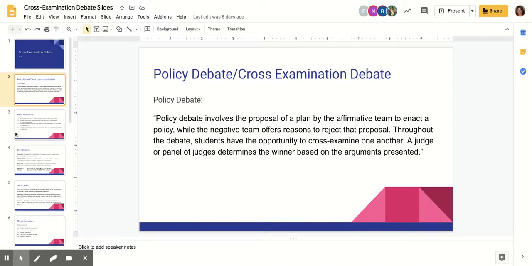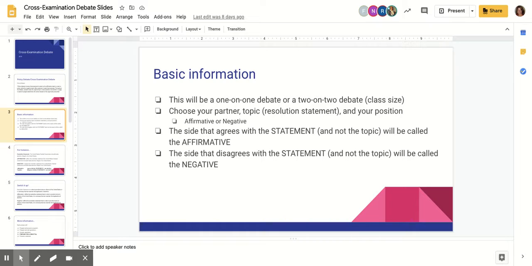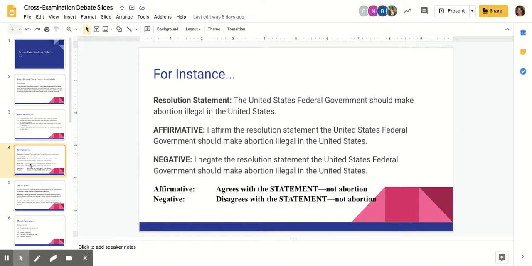Okay. So, our policy cross-examination debate, basic information that you need to know is that it's a one-on-one debate. There's an affirmative and a negative. We've chosen our partner and topic the last time we met, and you've decided whether you were affirmative or negative. So we're all set with that.